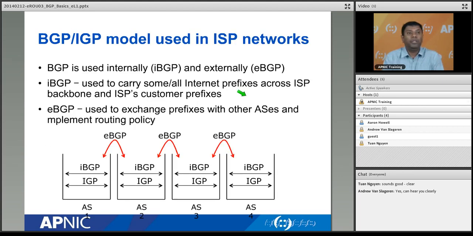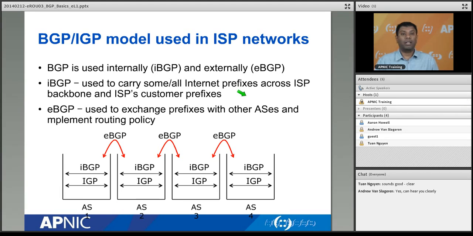Okay. BGP and IGP model used in an ISP network. So how can the IGP, or Interior Gateway Protocol, and BGP be used together? As I said, in an ISP environment we have more than one router, like 5, 10, 20, 200, 2000 routers connected, based on how many POPs you have around your country. All those POP routers are internally connected with other routers using multiple topologies, because of link redundancy.